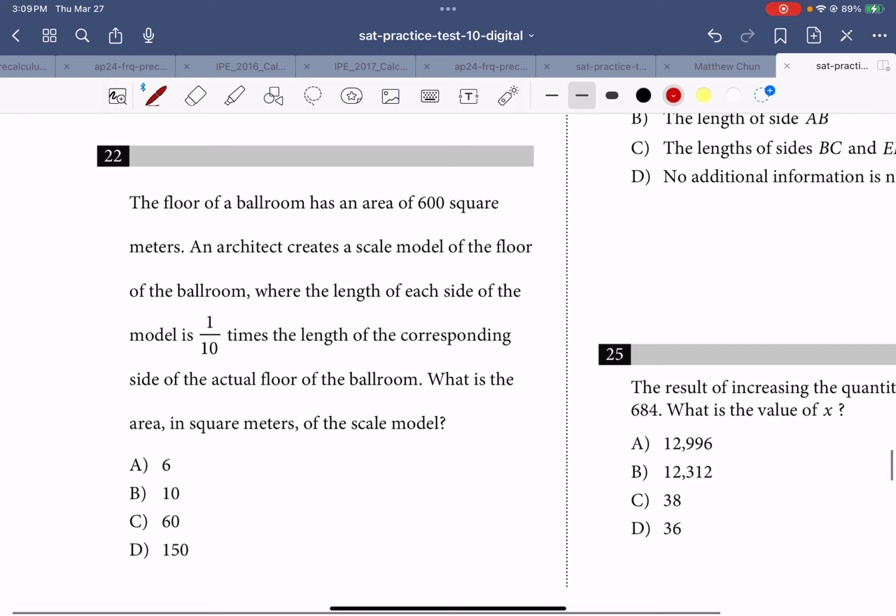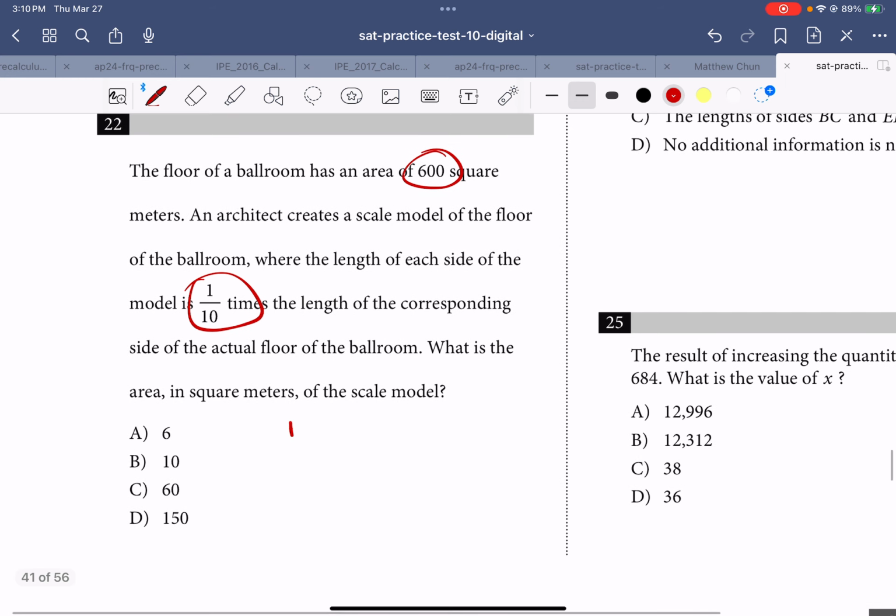Number 22, the floor of a ballroom has an area of 600 square meters. The architect creates a scale model of the floor of the ballroom, where the length of each side of the model is 1/10 times the length of the corresponding side of the actual floor of the ballroom. So what is the area of the scale model? So we know 1/10 means a scale factor.